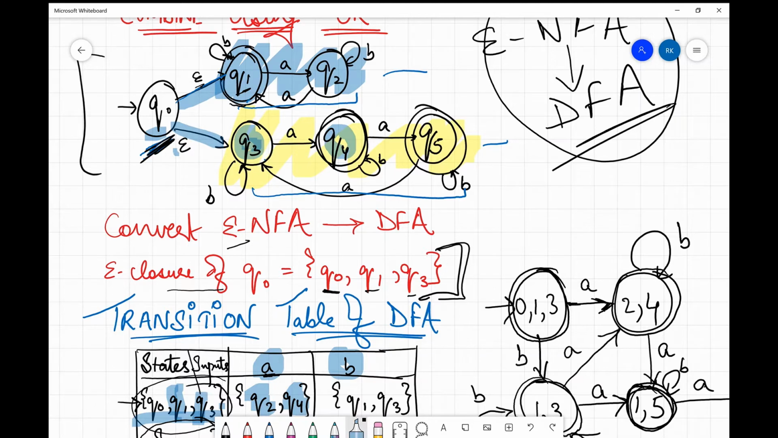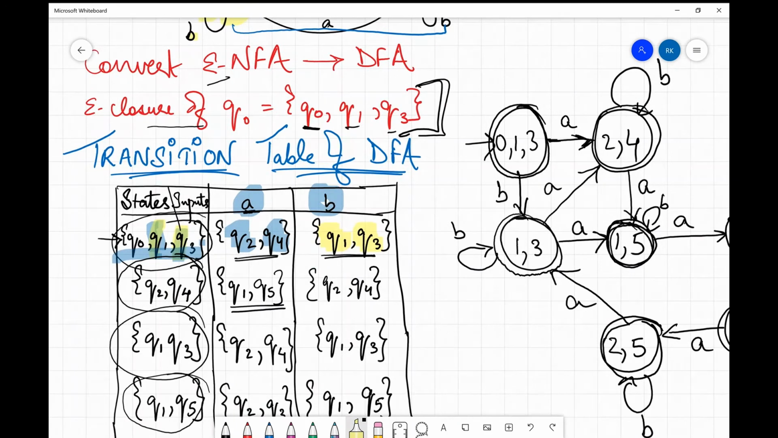Now the same thing we'll be doing with B input. When we put B input in Q naught, again there is no transition with B from Q naught, there are only epsilon transitions. So we skip this and move to the next state, which is Q1. When we give B as input to Q1, we reach the same state, Q1. So Q1 is written over here. Then similarly for Q3, when we give the input B, what state do we reach? We reach Q3, right?